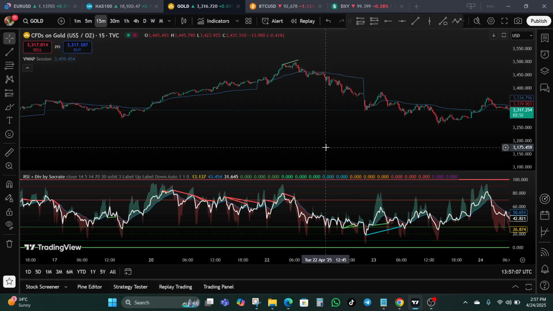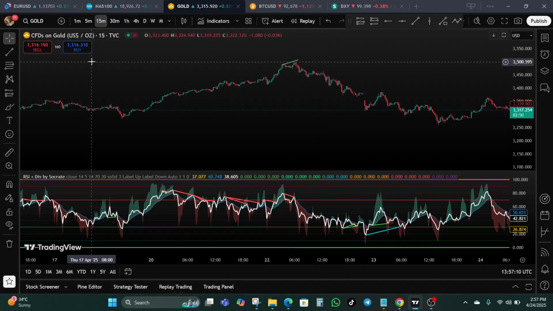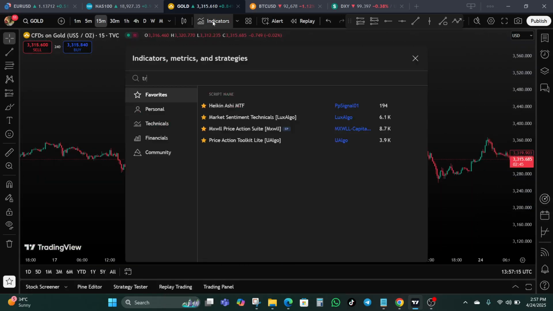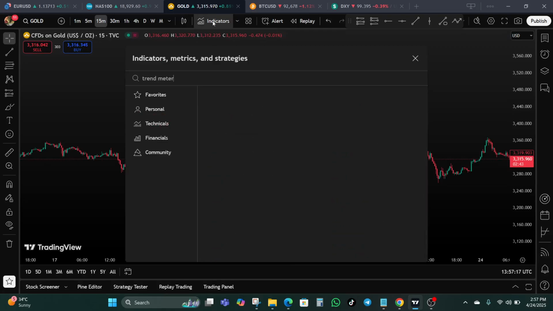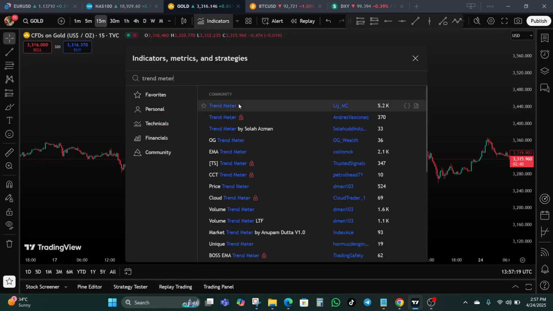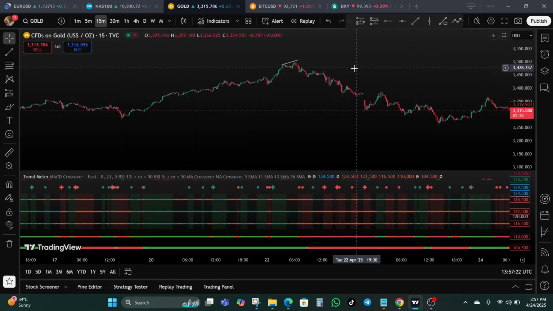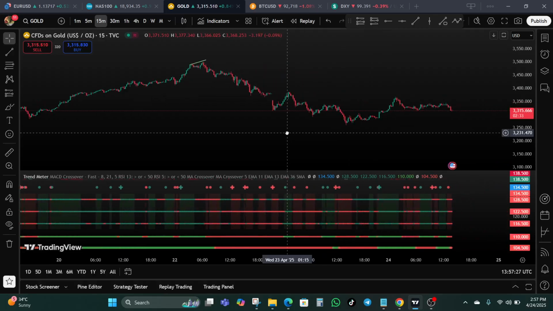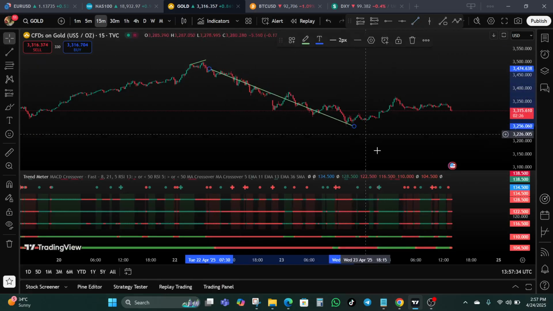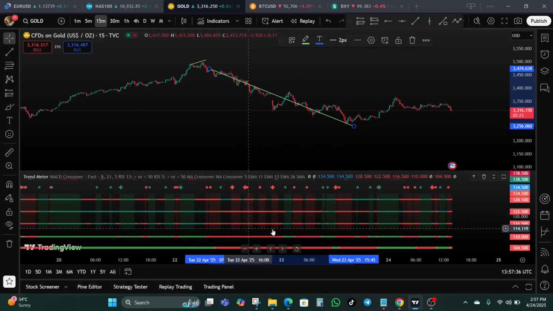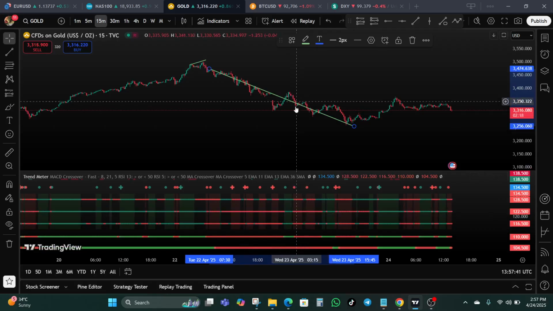Now the next indicator we're going to look at is the trend meter indicator. So this one is about visual clarity. When gold starts trending, this indicator will let you ride the move without second guessing. When you are in a bearish trend, for example, you're going to notice a domination of red. It's just going to be red all the way. You might see minor greens representing pullbacks.